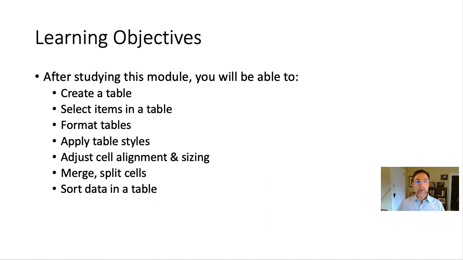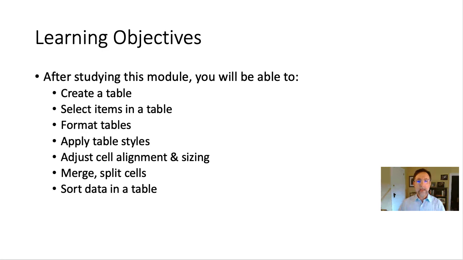Let's look at our learning objectives. After studying this module, we'll be able to create a table, select items in a table. We'll be able to format tables. We'll be able to apply styles and other types of formatting to tables and cells. We'll be able to adjust cell alignment and sizing. We'll be able to merge and split cells. And finally, we'll be able to sort data in a cell.